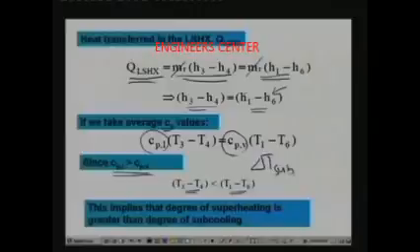That means delta T subcooling will be generally less than delta T superheating. Okay, how much less depends upon the values of Cp for liquid and Cp for the vapor. So that's what is mentioned here. Degree of superheating is greater than degree of subcooling, right?